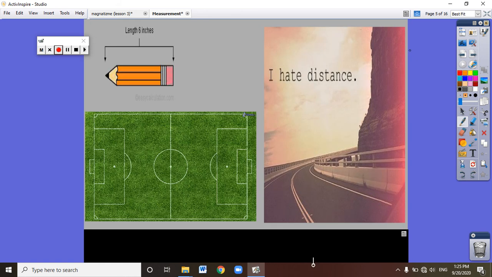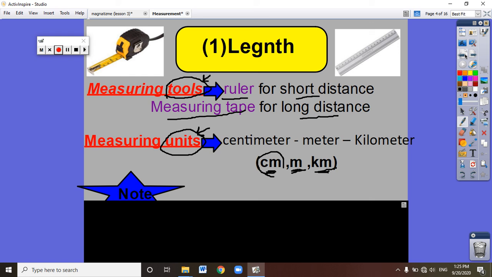I want to measure the length of this pencil. I will use centimeter, meter or kilometer? Very good, I will use the centimeter. I want to measure the length of this playground. I will use which unit? Very good, meter. I want to measure the length of the road between Alexandria and Cairo. I will use which unit? Kilometer. Very good.